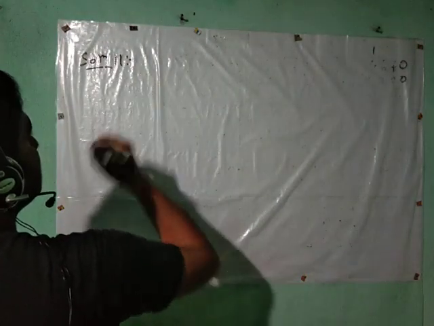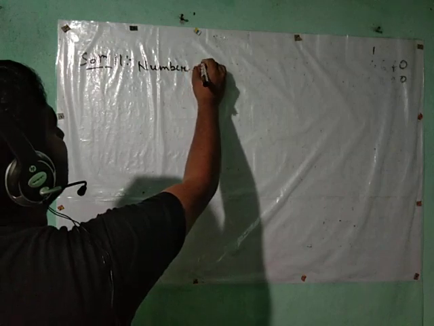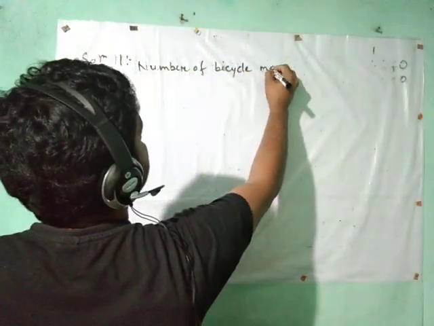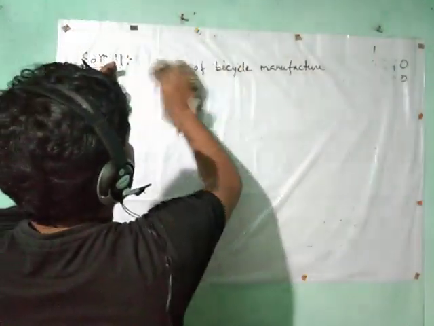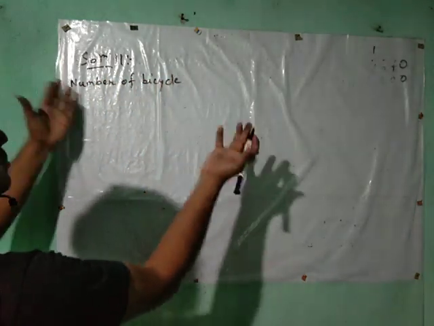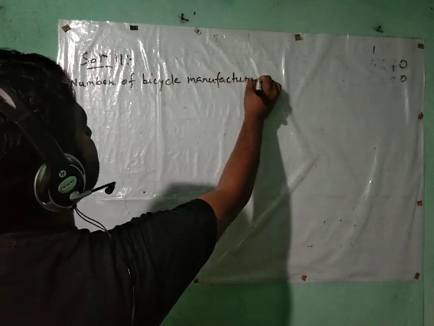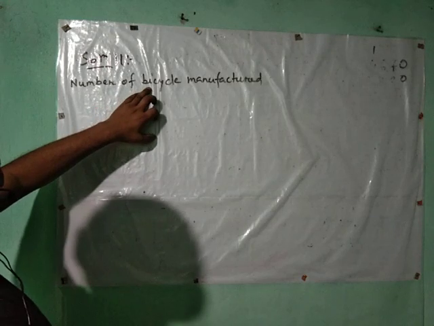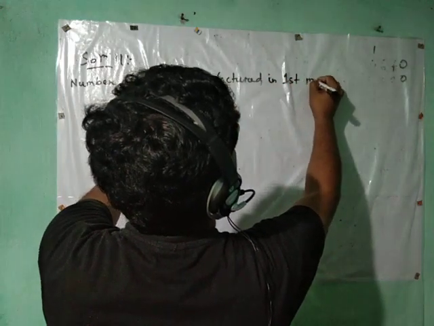So, number of bicycles manufactured. We need some more space. See how I write. Number of bicycle manufactured. Let me do the spelling. N-U-M-B-E-R. Number O-F of bicycle. B-I-C-Y-C-L-E. Bicycle manufactured. M-A-N-U-F-A-C-T-U-R-E-D. Manufactured. In what? First month.